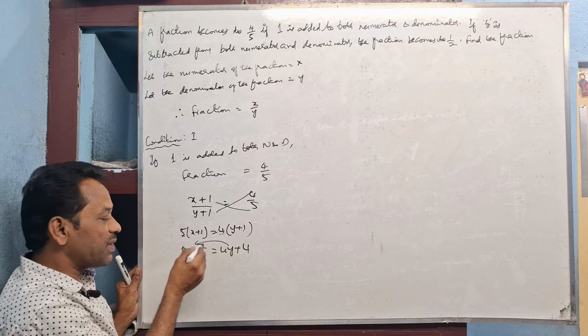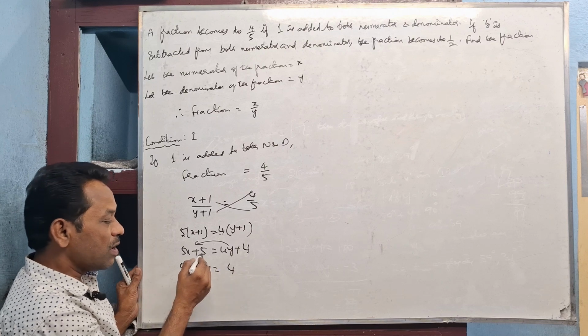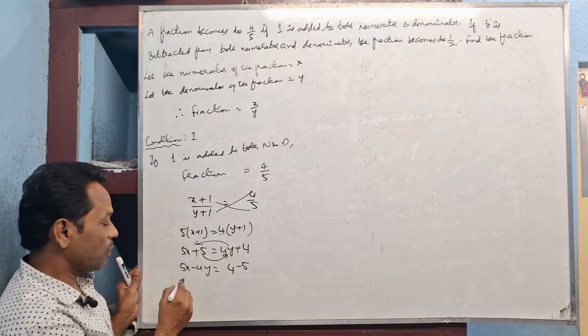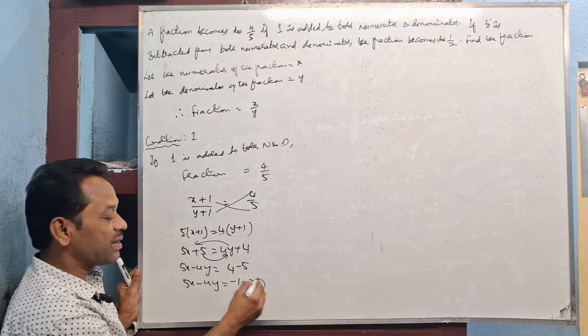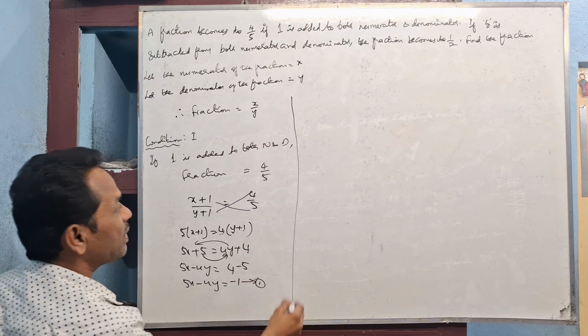Now 4y is shifted to this side. So 5x minus 4y equal to 4 as it is, plus 5 shifted to that side, so I'll get minus 5. So 5x minus 4y equal to minus 1. Let me take this as equation 1. Understood? Now I'll go for the second condition.